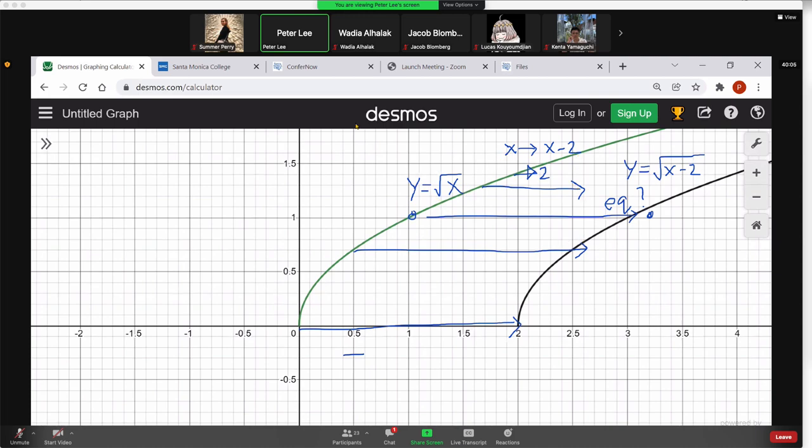But we can also go from black to green. If you want to go from black to green, we have to move 2 to the left. If the graph is moving 2 to the left, what is the substitution? The substitution is replace x by x plus 2. So if you have this equation right here, replace that x right there by x plus 2. Then we actually get the green graph, which is y plus 4 of x. We can go back and forth.